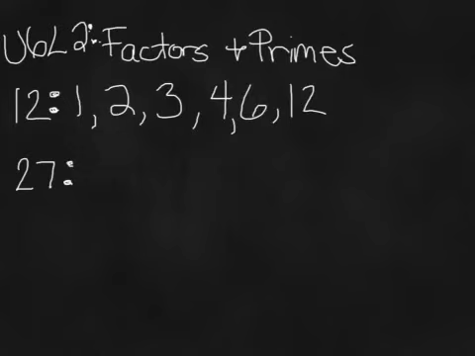Now let's take a look at the factors of 27. 1 and 27, and also 3 and 9 are factors of 27. When I multiply 3 and 9 together, I get 27. When I multiply 1 and 27 together, I also get 27.